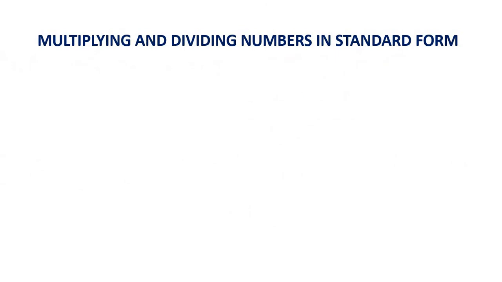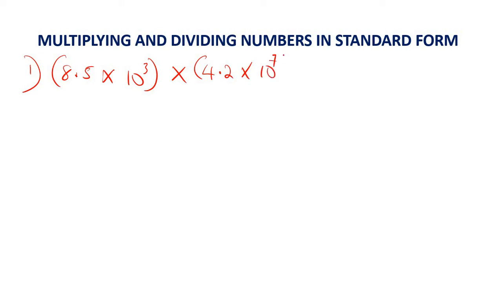Alright. Now for multiplication of numbers in standard form, it doesn't matter whether they are of the same power or, that is, the tens are of the same power or not. The method remains the same. So assuming I have, let's say, number 1: 8.5 times 10 raised to the power 3, multiplied by 4.2 times 10 to the power 7.